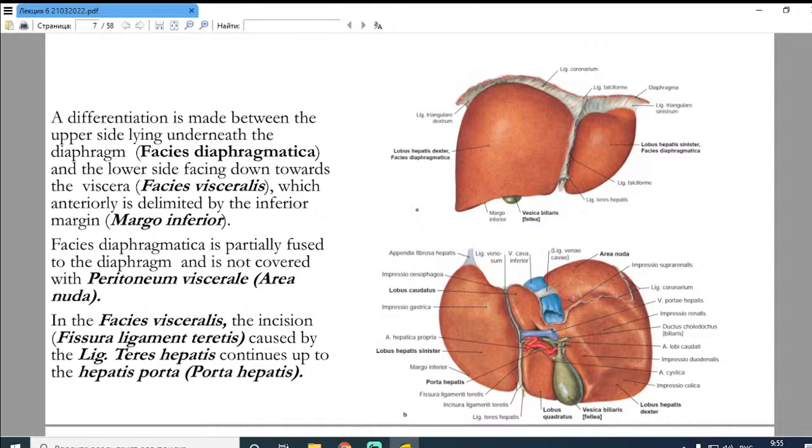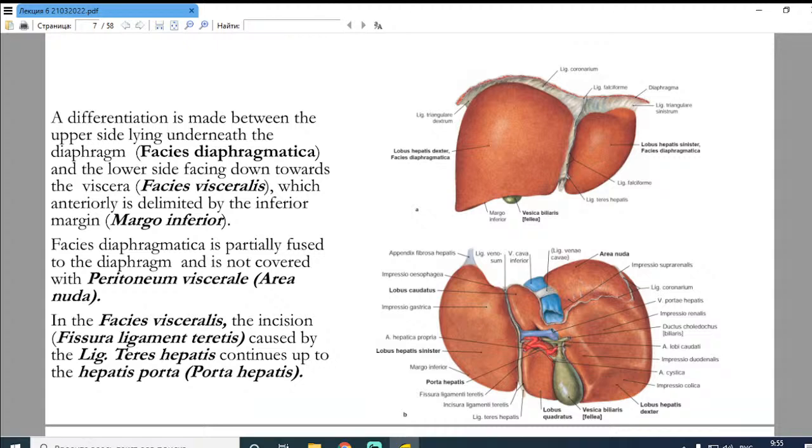In the facies visceralis, the incisura of the ligamentum teres, caused by the ligamentum teres hepatis, continues up to the hepatic porta, the porta hepatis.